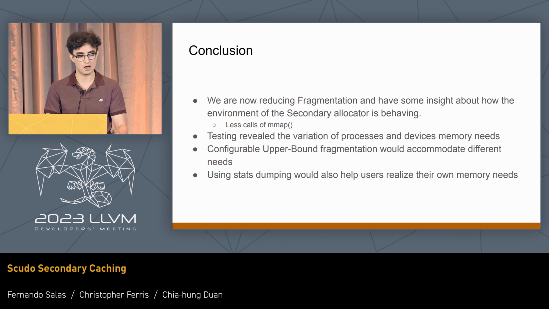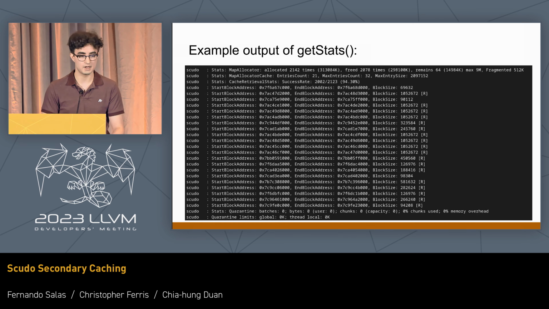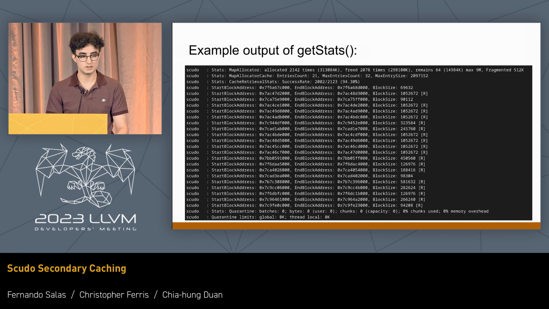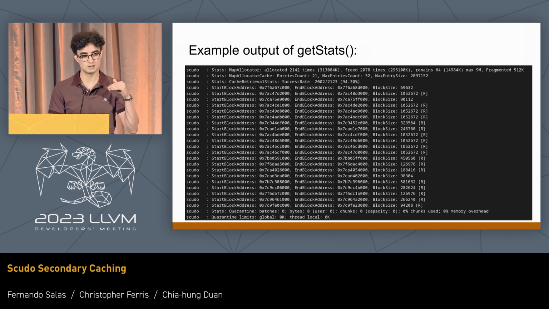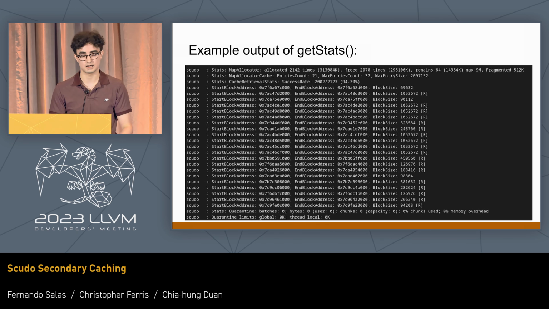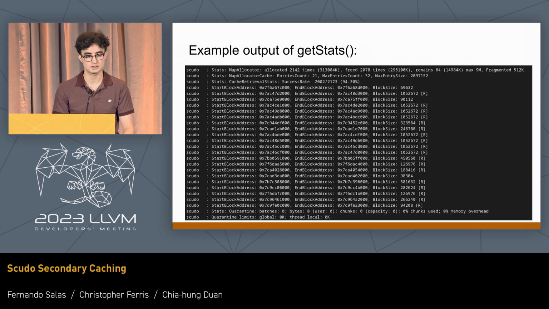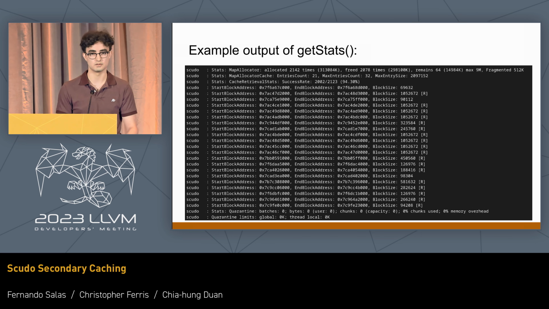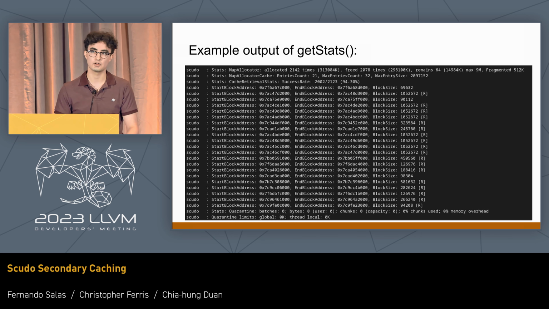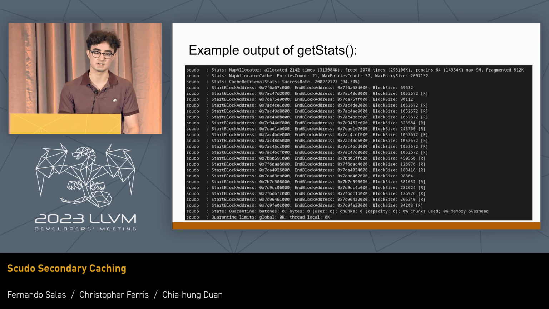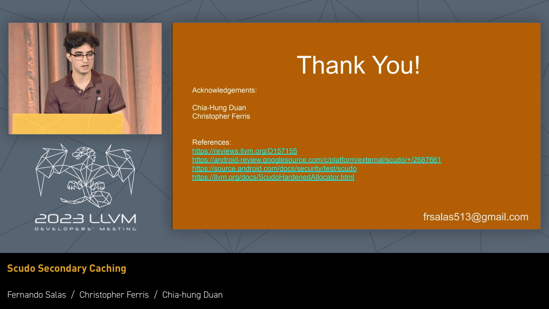I used stat dumping to accomplish all of this, and that stat dumping is available to everyone who uses Scudo. This is a little overview of what it looks like. In the top right, you can see the fragmented kilobytes, and each of these lines is one of the blocks that is in the secondary cache. You can see its size, start address, and end address, and this is really helpful when trying to see how your process is dealing with the memory in the secondary cache. And yeah, that's basically it.